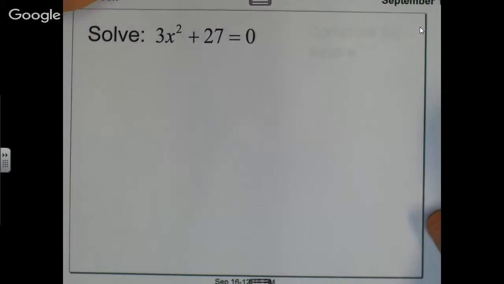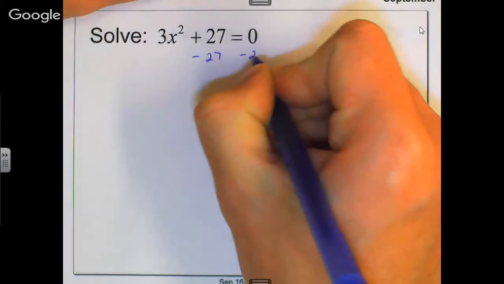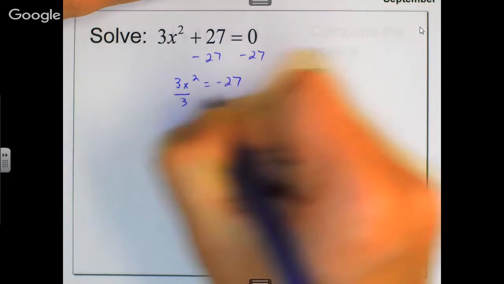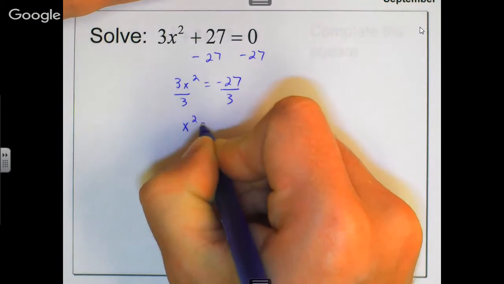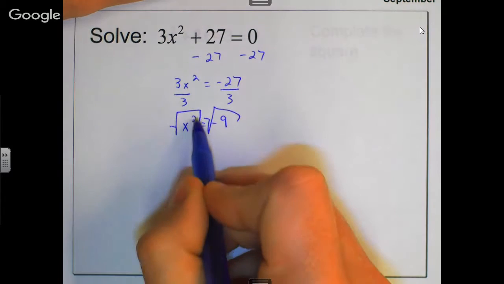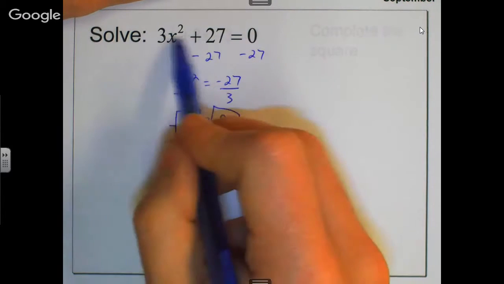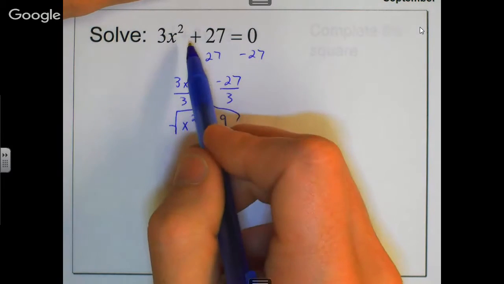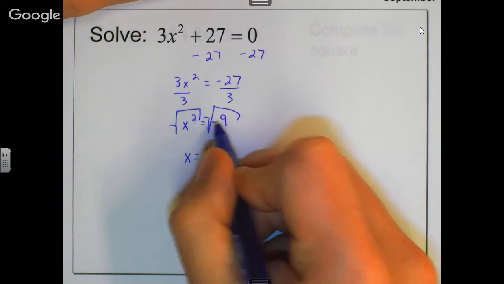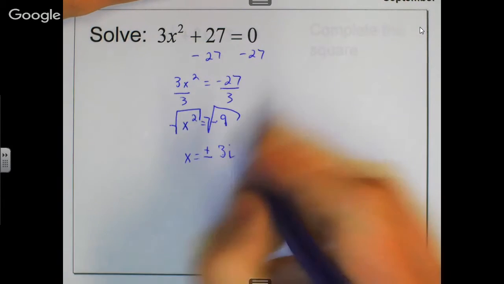Okay, so still square root method. So we will subtract 27. 3x squared equals minus 27. Divide by 3. X squared is minus 9. Square root both sides. The only time I can do it is if this entire side is squared. That's when I can square root. I can't square root up here because the whole thing is not squared. So I have x equals plus minus, and the square root of negative 9 is 3i. I get the i from the negative, and the square root of 9 is 3.